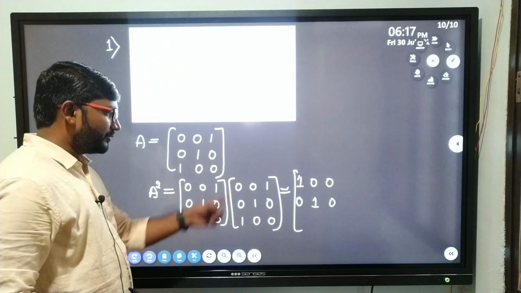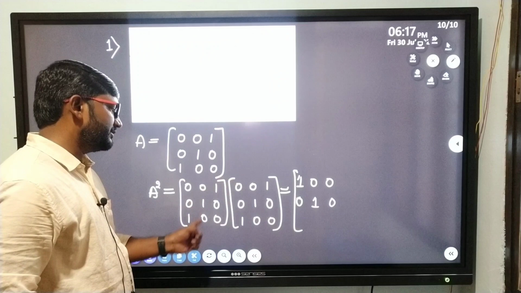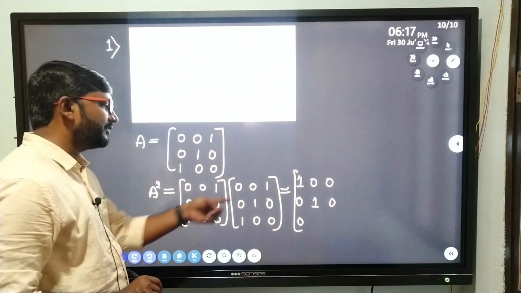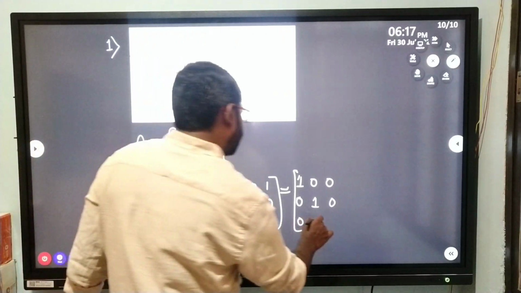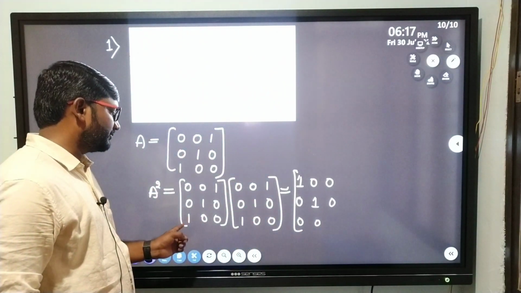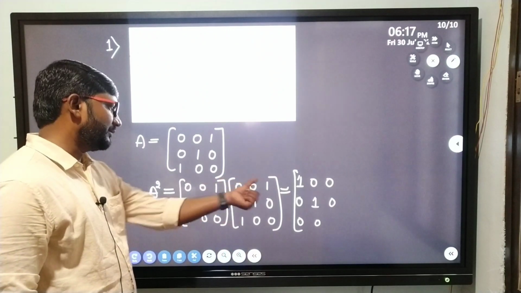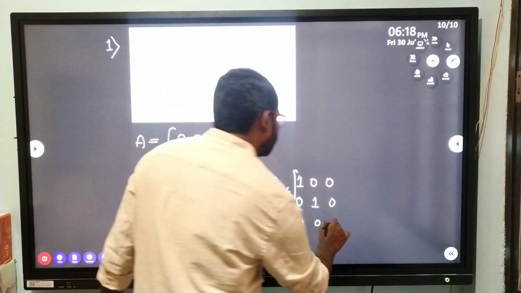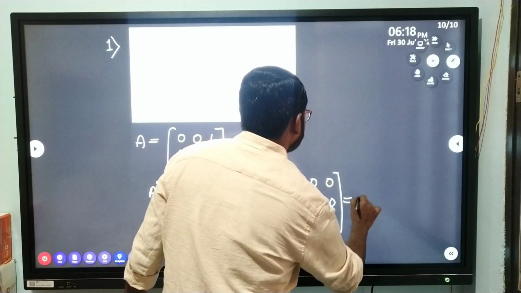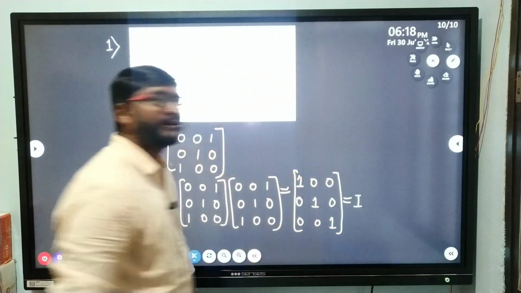Then third row with the first column, so 1 into 0, 0 into 0 plus 0 into 1, it is 0. Then third row with the second column, so we get again 0. Then third row with the third column, 1 into 1 it is 1, we get remaining 0, 1 plus 0 plus 0, it is 1. So this is nothing but the identity matrix of order 3.